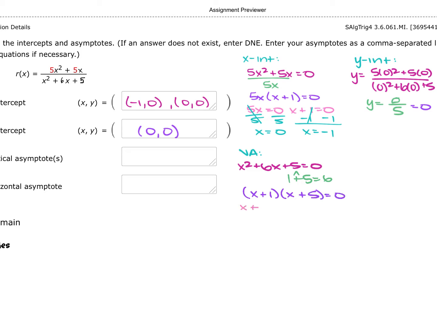Set them both equal to 0 and solve. You're going to move your 1 over by subtracting it from each side, so x is equal to negative 1. Move your 5 over by subtracting it from each side, and you have that x is equal to negative 5. So your two vertical asymptotes are x is equal to negative 1 and x is equal to negative 5.